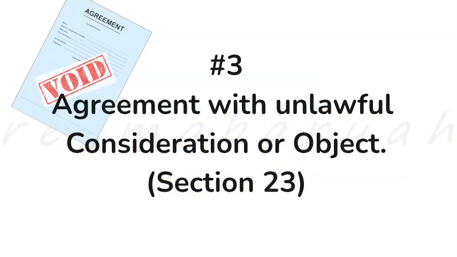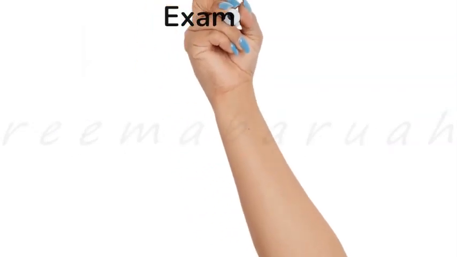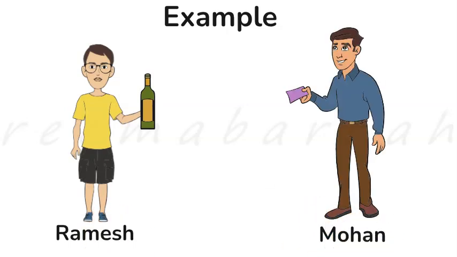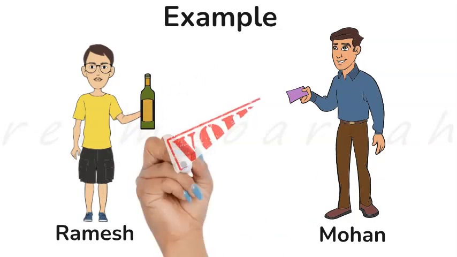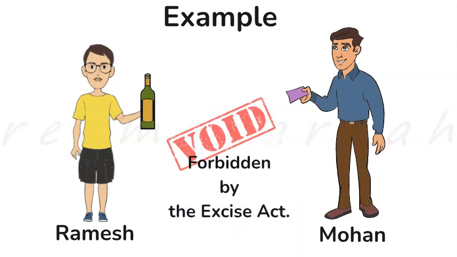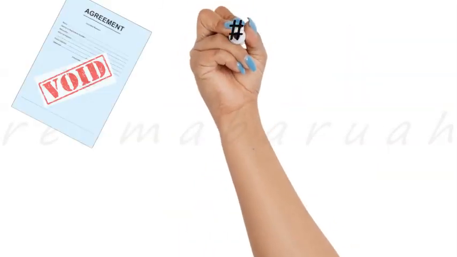Next point, agreement with unlawful consideration or object. Section 23 of the Indian Contract Act. Example: Ramesh sold liquor without license to Mohan. In this case, the sale of liquor without license is forbidden by law, that is, forbidden by the Excise Act. Let us move on to the next void agreement.